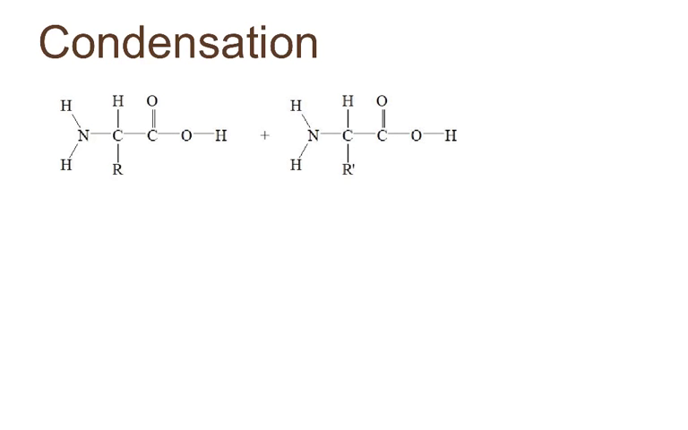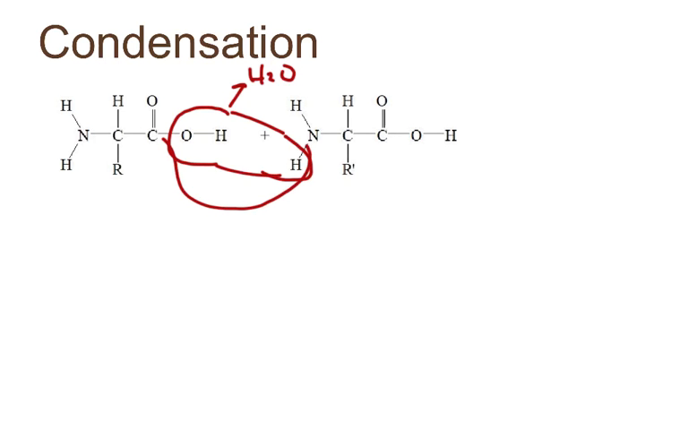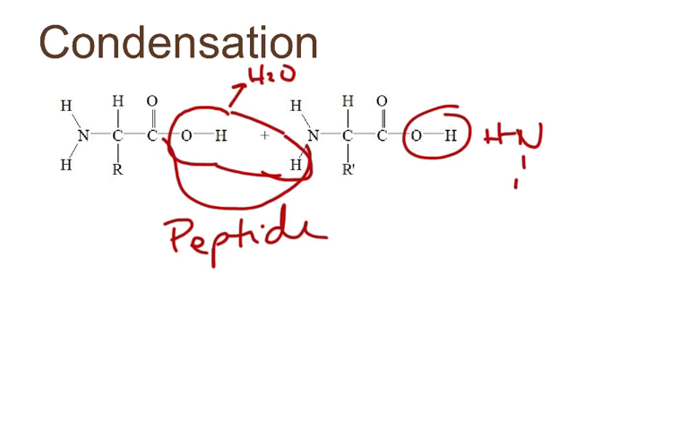So, going back, let me clean this up a little bit. If we had the OH from the acid and the H from the amine, and put those together, we would get water. And the other pieces would go together, this carbon would connect to this nitrogen. Now, when we did that, we would call that a peptide bond. And in this case, we would call that a dipeptide. And if we did it again, because over in this side here, this OH could go to the amine part of another amino acid, then it could react and form another water molecule. And we get a tripeptide.